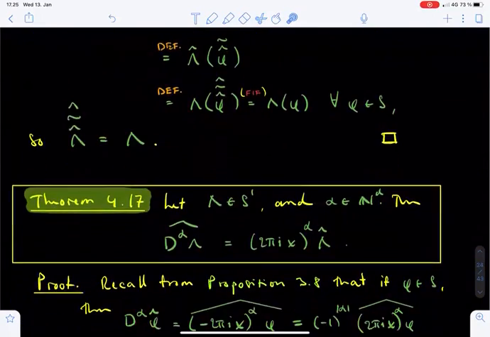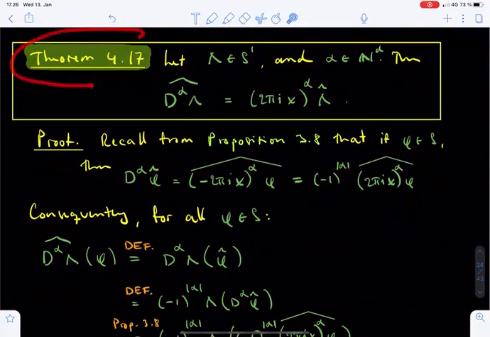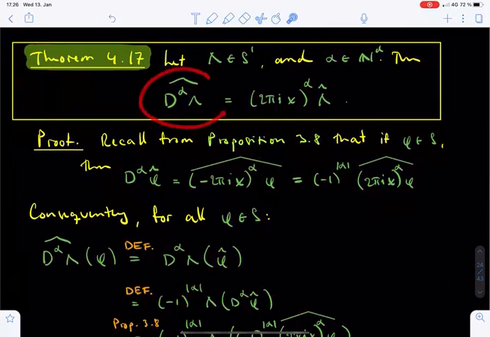We begin this lecture with another simple but useful result, Theorem 4.17, which extends the familiar formula from the space of Schwarz functions to the space of tempered distributions. Let lambda be a tempered distribution and let alpha be a multi-index. Then, as we saw on the previous lecture, d^alpha of lambda can be defined as a tempered distribution. We will revise the definition in a moment during the proof. Theorem 4.17 states that the Fourier transform of this tempered distribution agrees with the tempered distribution which is obtained by multiplying hat lambda with the monomial (2 pi i x)^alpha.